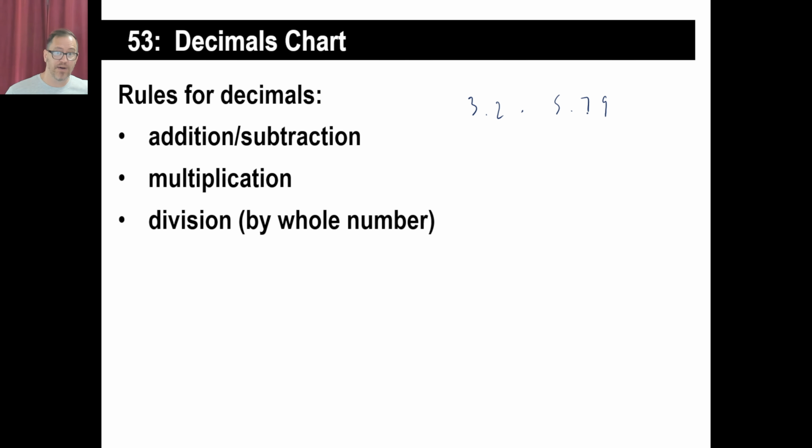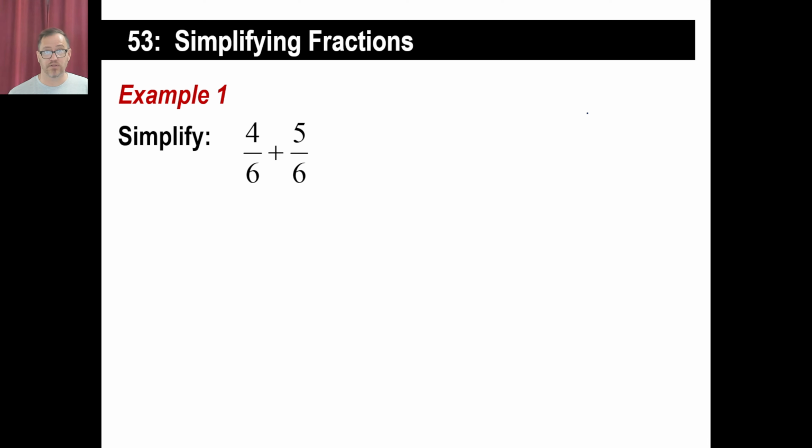Okay. Dividing by a whole number, look at the chart. You just go straight up, and then you just keep going just like normal division. If you're dividing a decimal by a decimal, you want to get rid of the decimal and just divide as if you normally would. So anyway, the second part of this lesson is simplifying fractions.